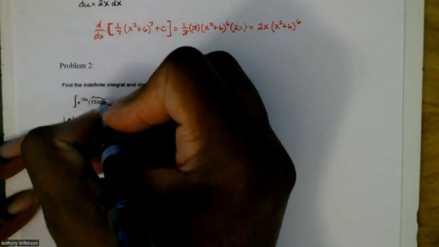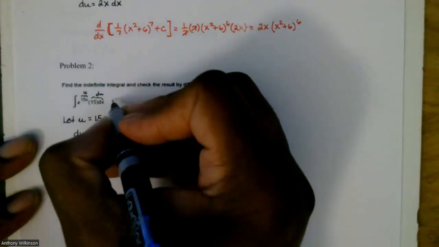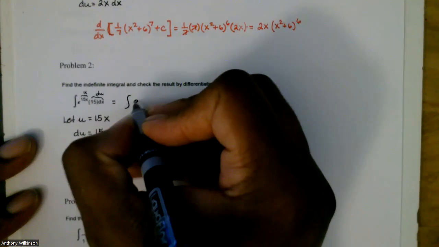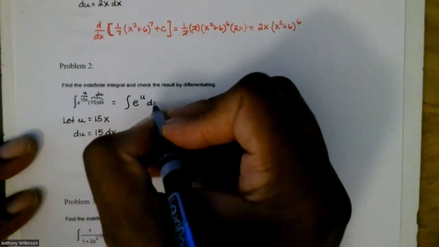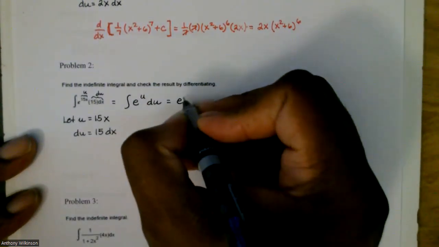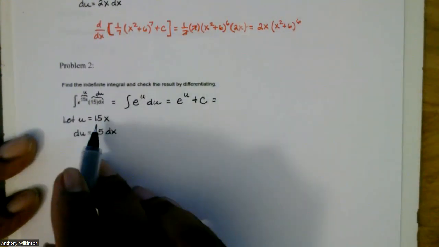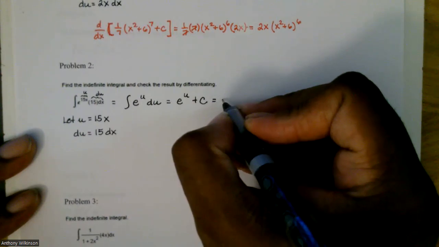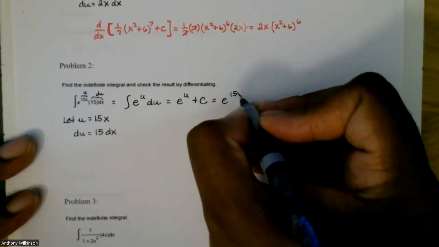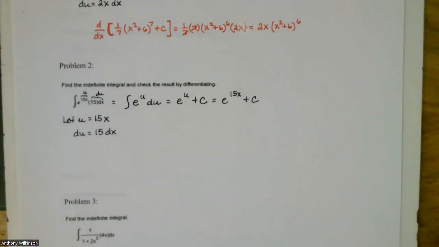That 15 dx is du, and 15x is what u will be. So it'll be the integral of e to the u du. And we can easily integrate e to the u du as e to the u plus the constant c. And of course, we let u equal 15x, so we do the back substitution, so it'll be e to the 15x plus c.